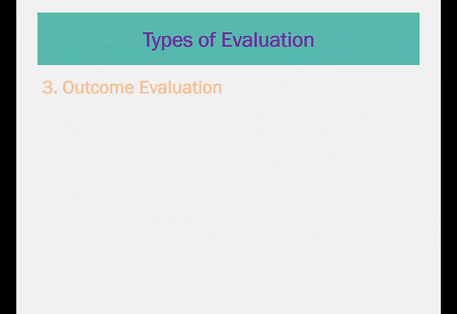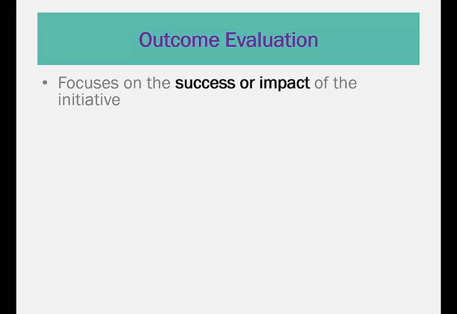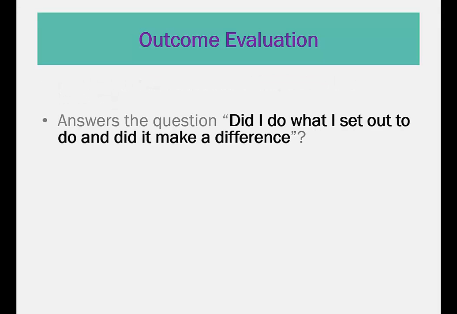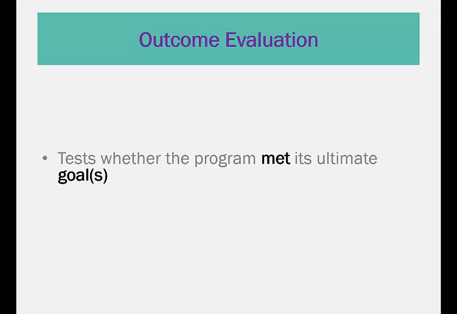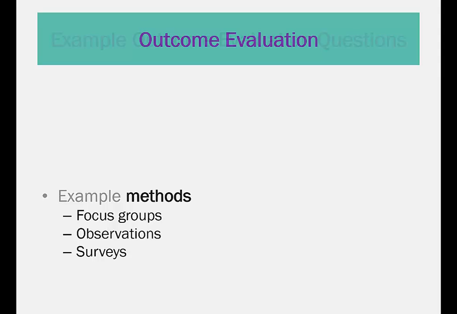The last type of evaluation is outcome evaluation. Outcome evaluation focuses on the success or impact of the initiative and typically answers the burning question of, did I do what I set out to do, and did I make a difference? Outcome evaluation tests whether the program met its ultimate goal and objectives. Example methods of outcome evaluation include focus groups, observations, and surveys. As I mentioned earlier, these are only a few of the many example methods.